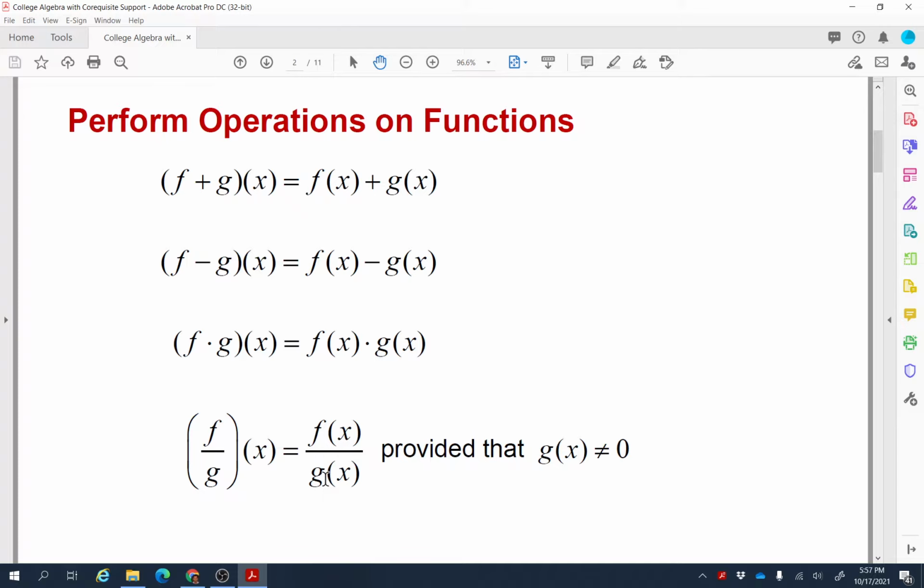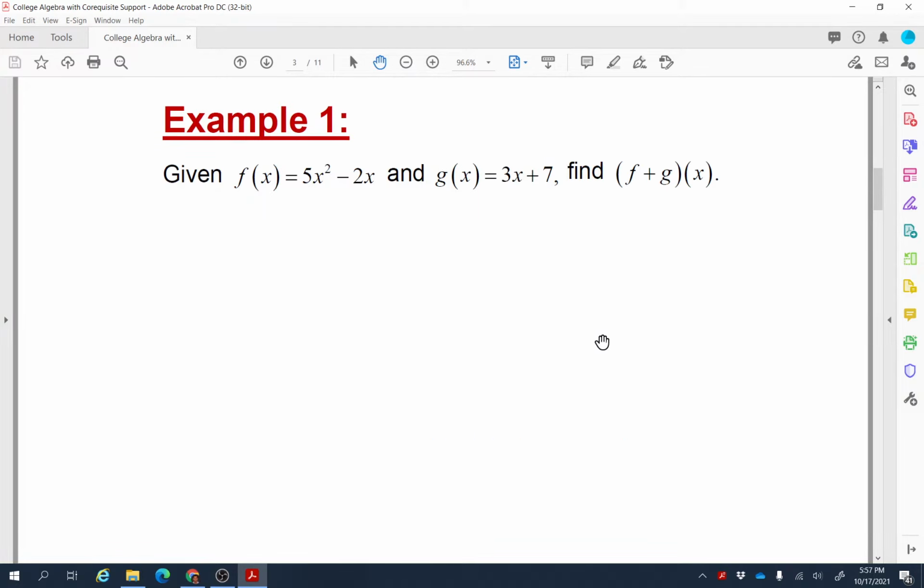But make sure that while dividing, the divisor function should not be 0. Otherwise the function would be undefined. So these are the operations we do between functions. So let's say there are two functions, f of x and g of x. This notation means you are just adding them.